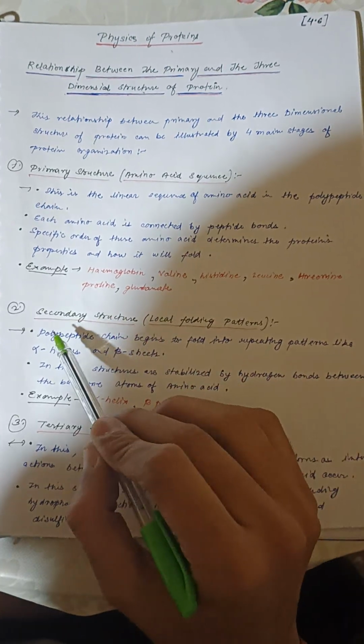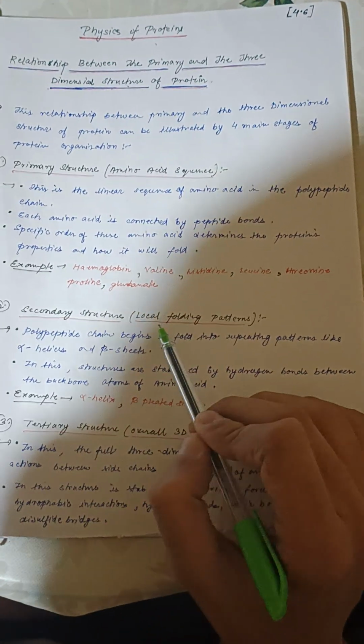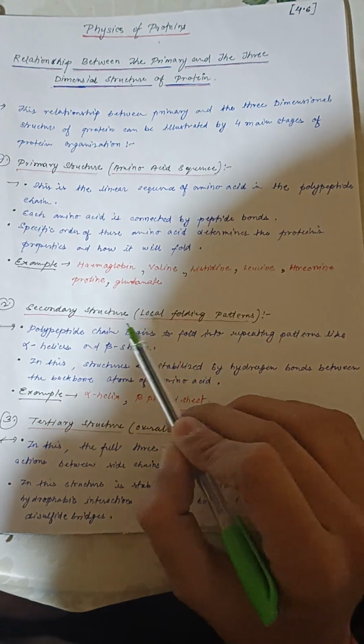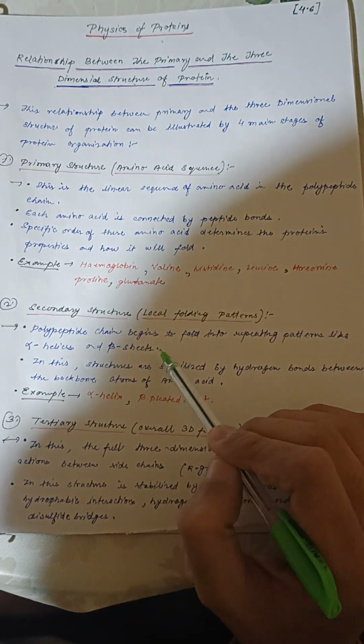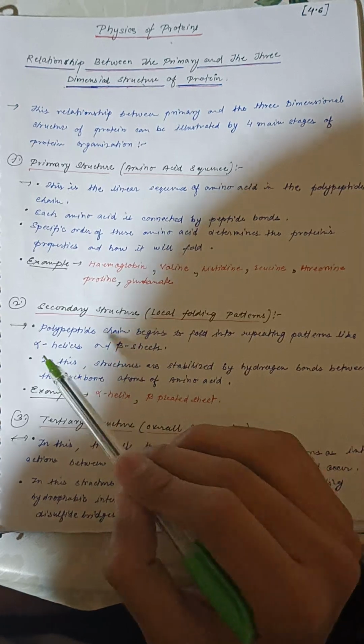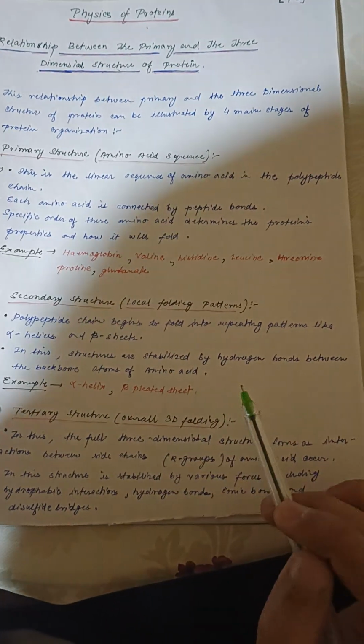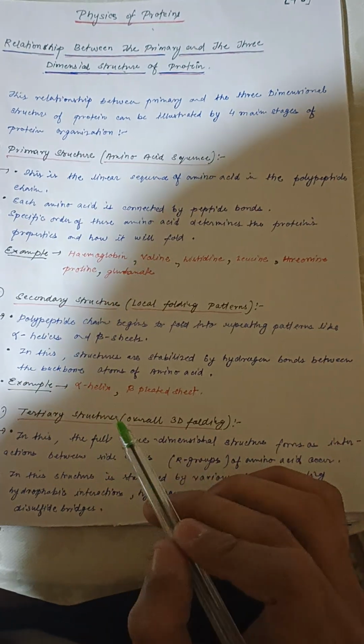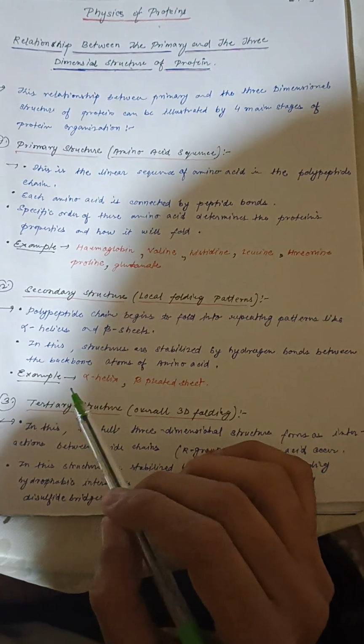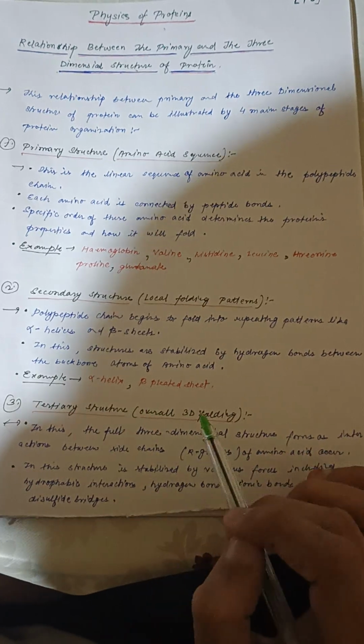And second, we'll discuss the secondary structure. It is also known as local folding patterns. In this, the polypeptide chain begins to fold into repeating patterns like alpha helix and beta sheets. These structures are stabilized by hydrogen bonds between the backbone atoms of amino acids. Examples are alpha helix and beta pleated sheets.